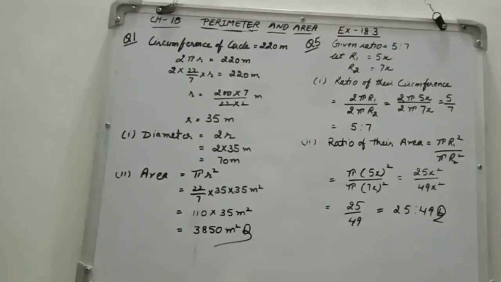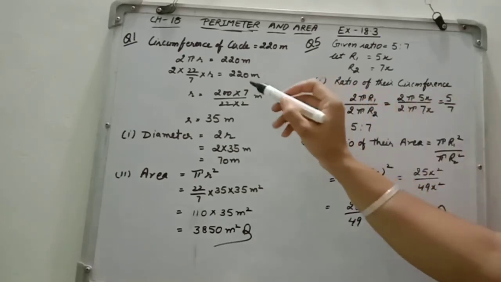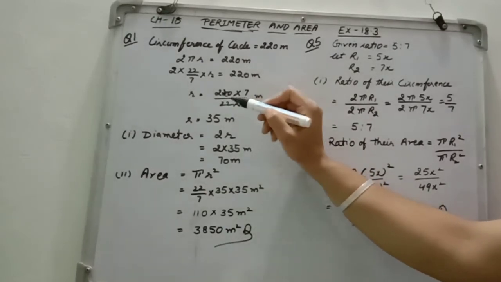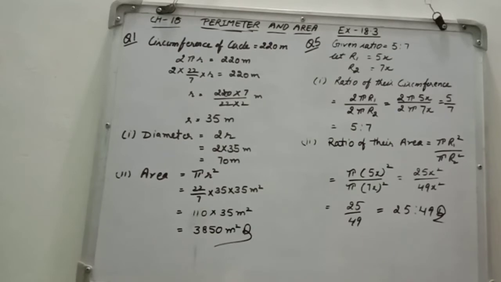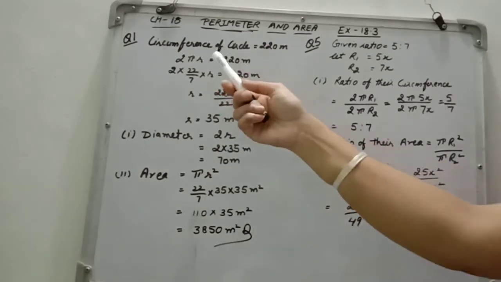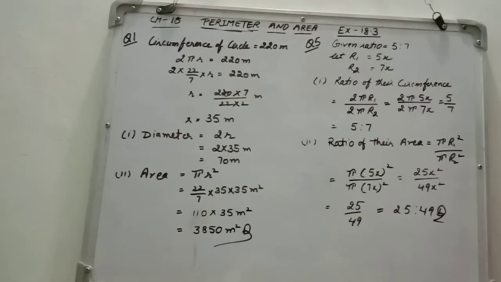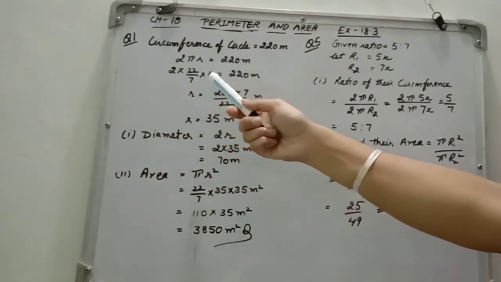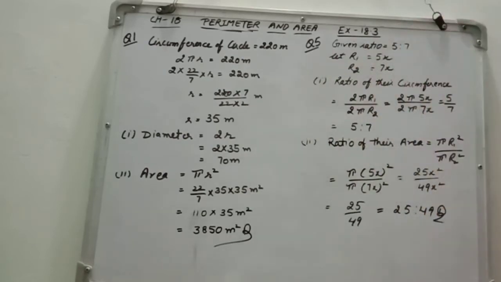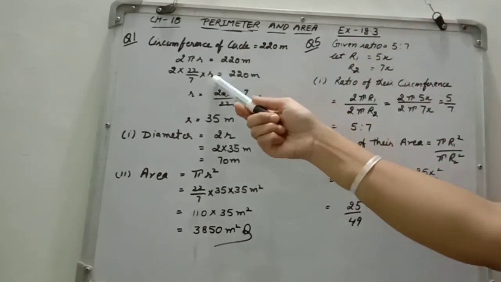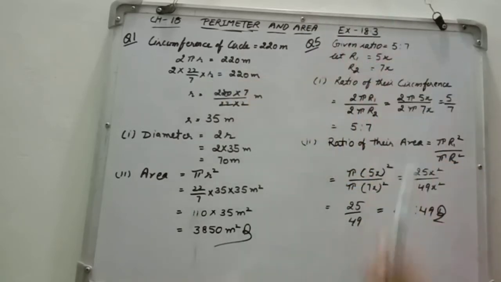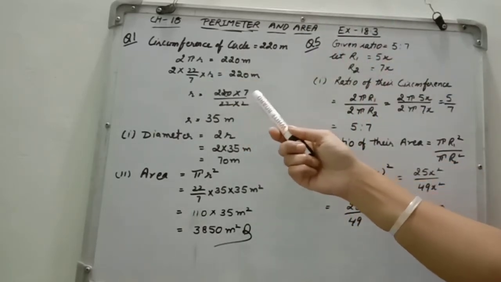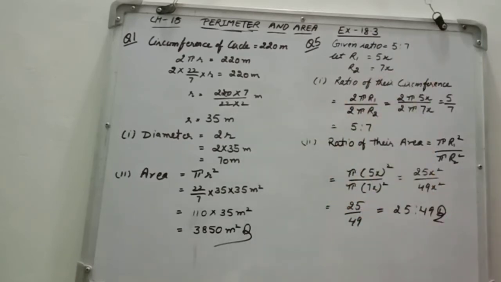Question number 1. In question number 1, they said find the diameter and area if the circumference is given, that is 220 meter. First we put the formula of circumference, that is 2 pi r is equal to 220 meter. So put the value of pi, 22 over 7, into r is equal to 220. First we have to find the value of r. So 2 and 22 over 7 move to the other side, so it becomes 220 multiplied by 7 over 22 into 2.